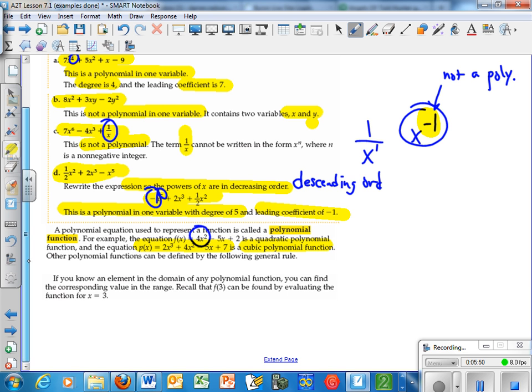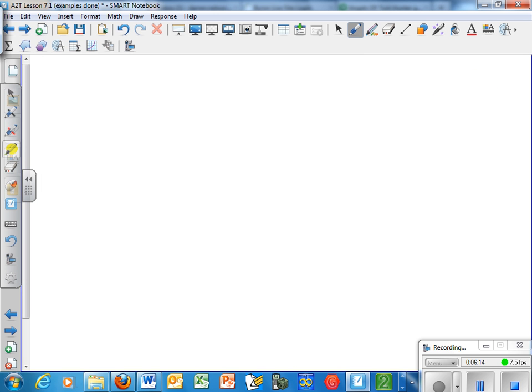Other polynomial functions are defined by the following rule. If you know an element in the domain of any polynomial function, you can find the corresponding value in the range. Recall that f of 3 can be found by evaluating the function for x equals 3. If this is functional notation, this just means if you had f of x, that would mean you'd plug 3 into the function for x. That's kind of what they're stating there.